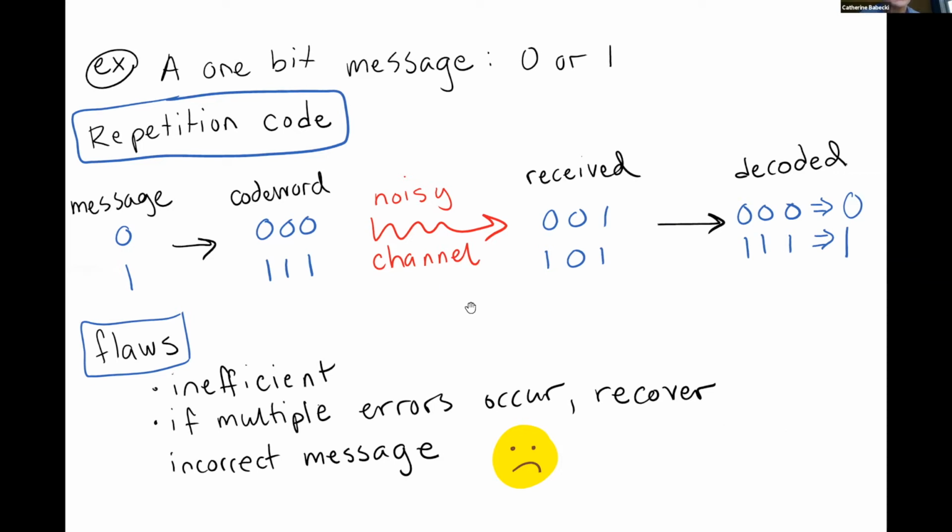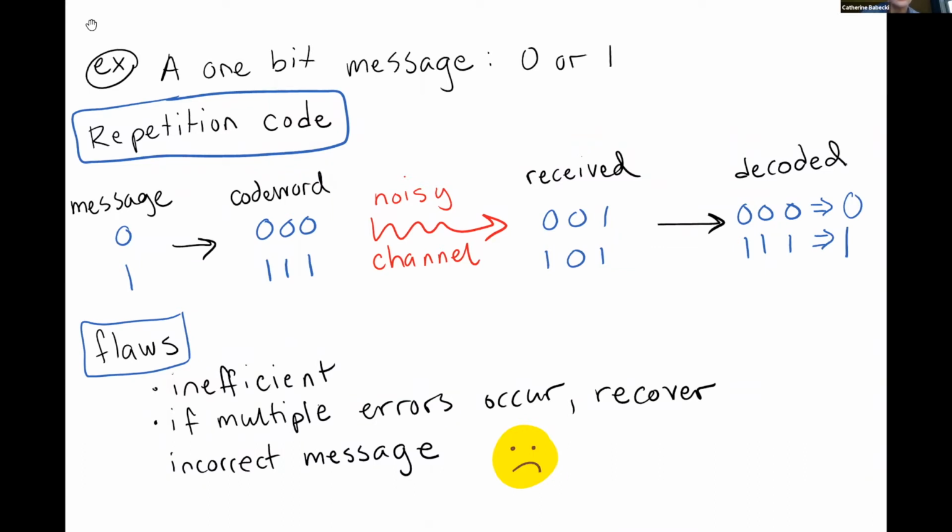So for instance, if we had taken our message 0, turned it into our code word 000, and our noisy channel was so noisy that we got back 101, we would then decode that as, oh, our code word must have been 111, and that means our message would have been 1. So it's not a perfect system, but you assume that your channel isn't too noisy.